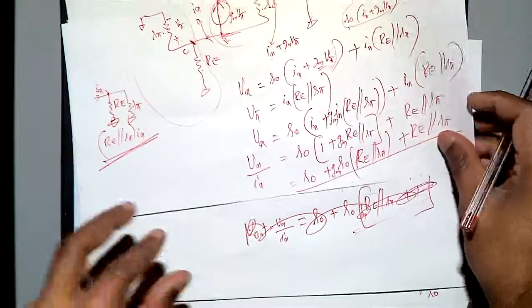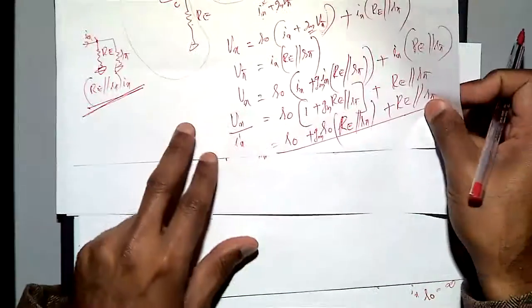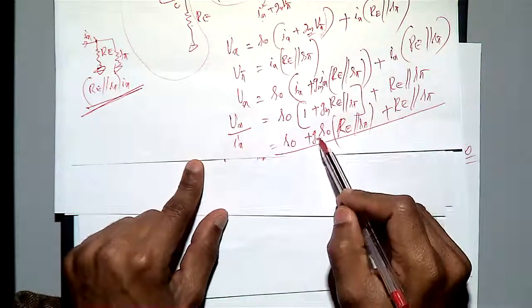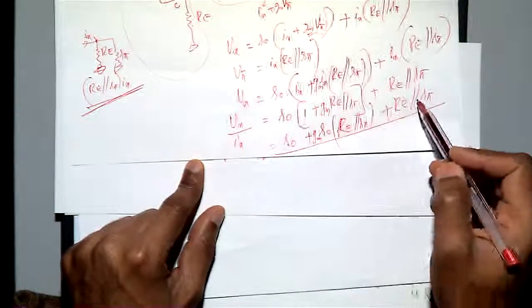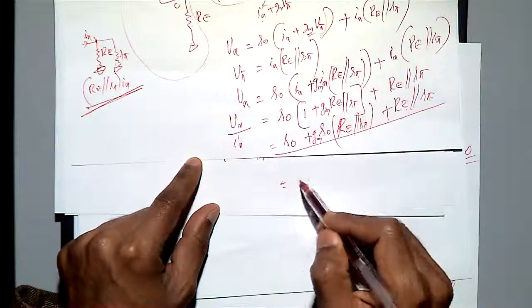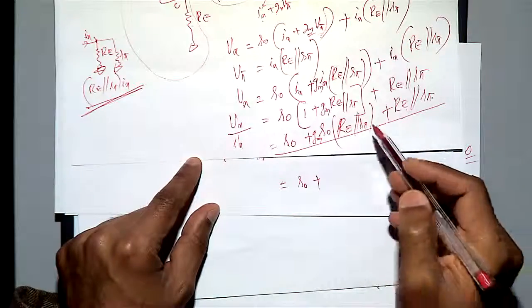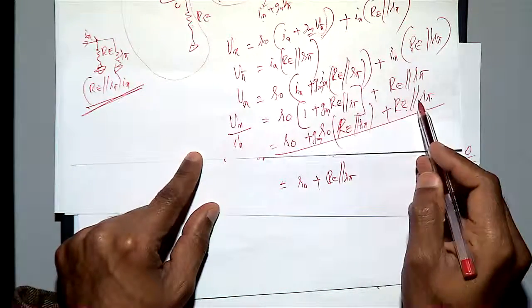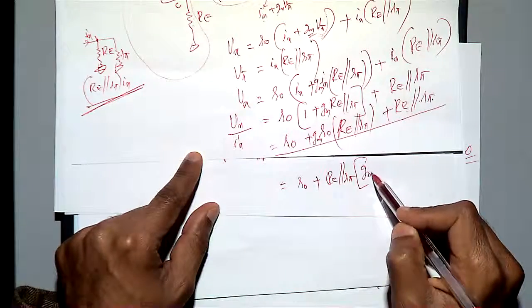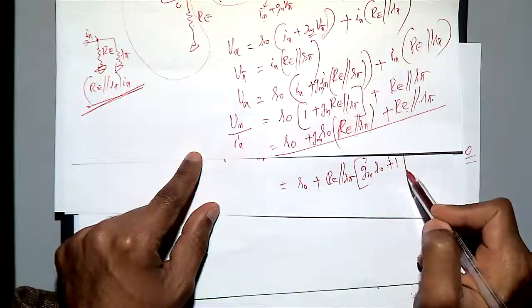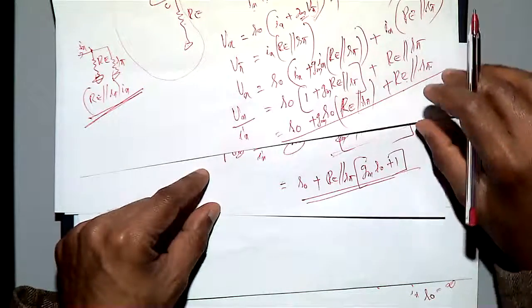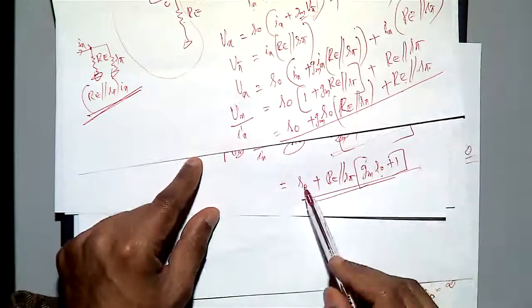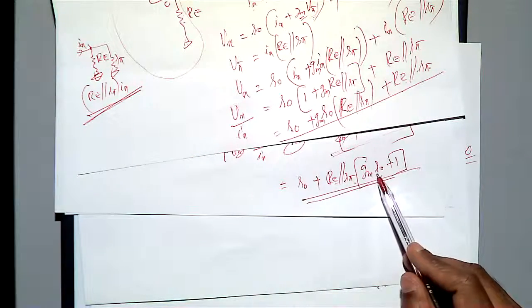So maybe I'll start from here. See, because I missed the gm. So this is the expression: Ro plus gm Ro into Re parallel r pi plus Re parallel r pi. I can write Ro plus, then I can take Re parallel r pi, that is common here. Then you get gm Ro plus 1. So this is the expression you will most of the time get from here: Ro plus Re parallel r pi into gm Ro plus 1.